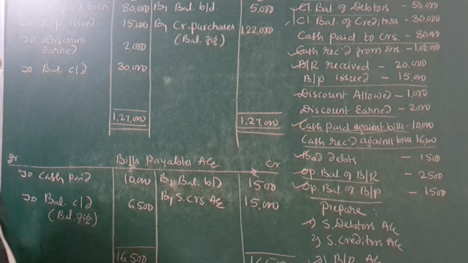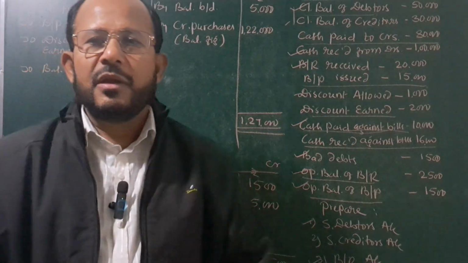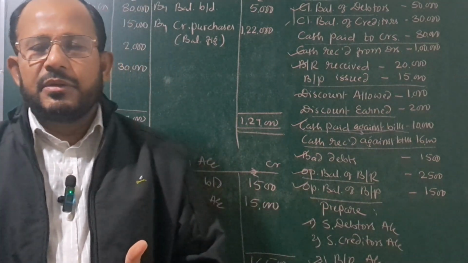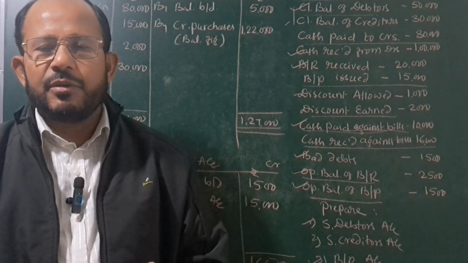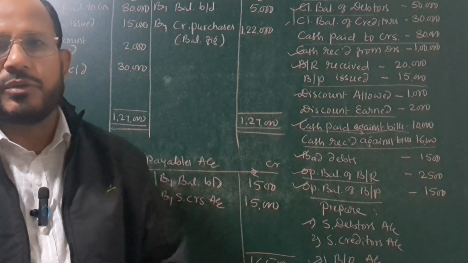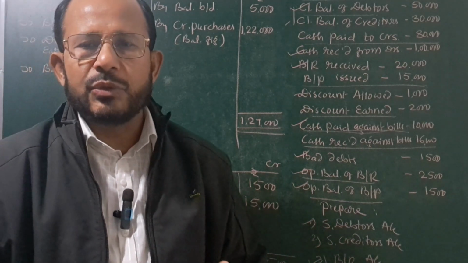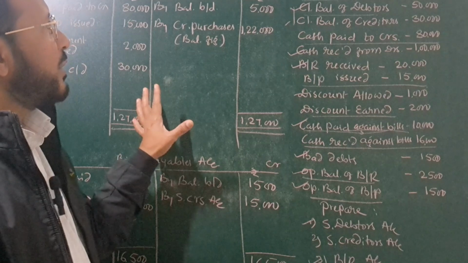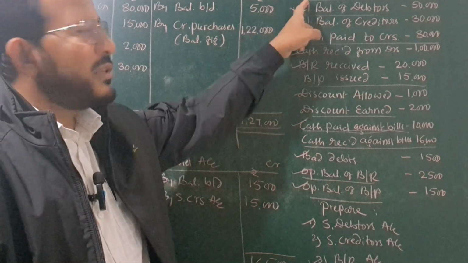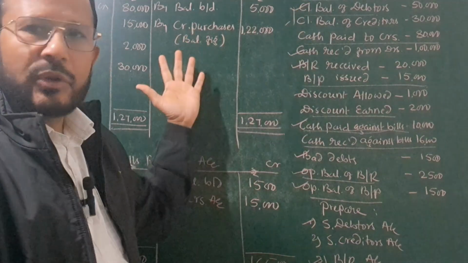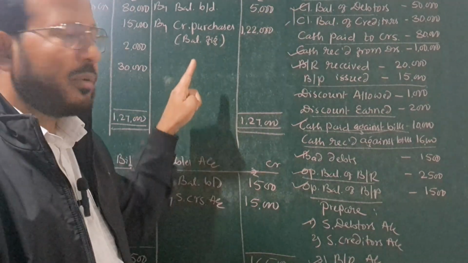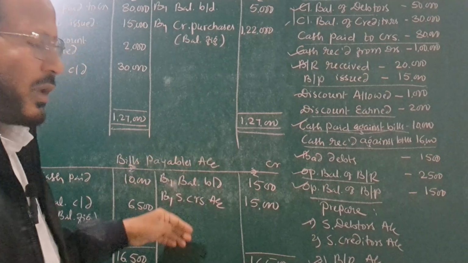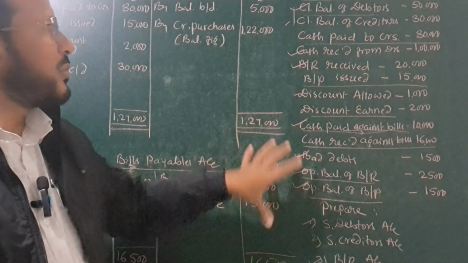See, this is the way how we have to prepare the total debtors account and total creditors account. Next one is the bills receivable and bills payable accounts. I hope you understood the concept. Try to remember the effect of each and every entry and where we have to record it, whether the entries are recorded on the debit side or credit side. If you remember this, easily you can prepare these accounts.